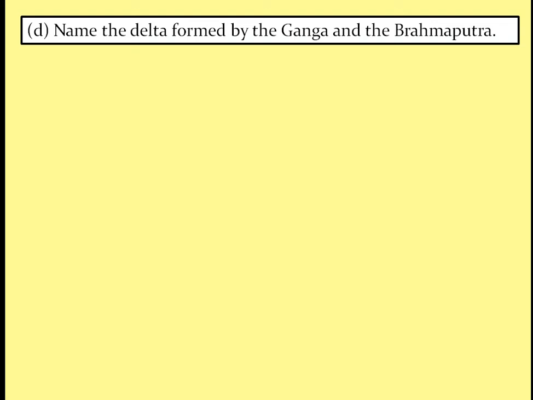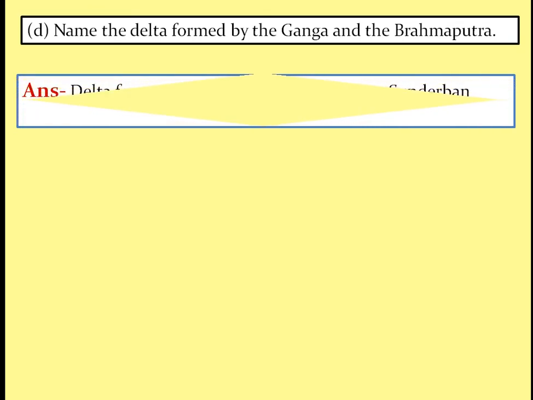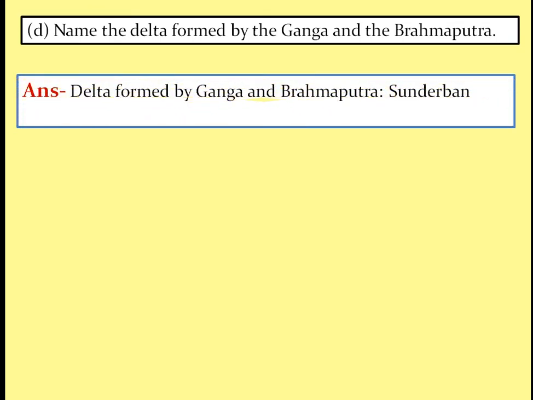Don't copy any answer. Whichever answer is given in the textbook, that is the fixed and correct answer. Please go through it and don't write incorrect answers. I hope the answer is clear. The delta formed by Ganga and Brahmaputra is Sundarban.